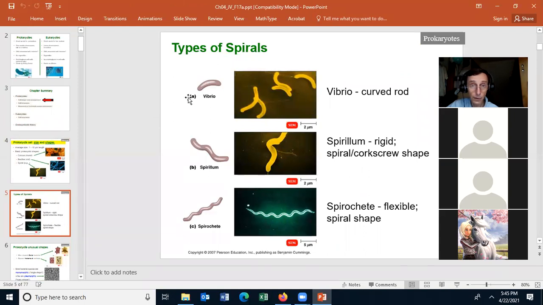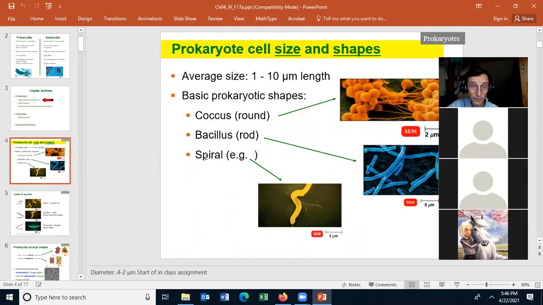This slide is showing you the different types of spirals, and you could call a vibrio a half spiral, because here's the spirillum, and a vibrio is sort of like this portion of it. So you'd say about a half or maybe a third of a spiral. You could also call it a bent rod. Either one, it is a shape based upon the 3 basic shapes. It's either a bacillus or a spiral.